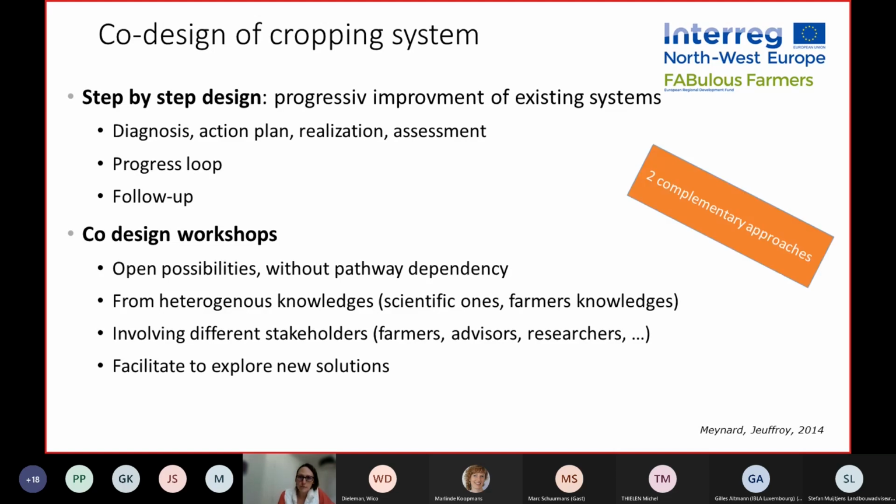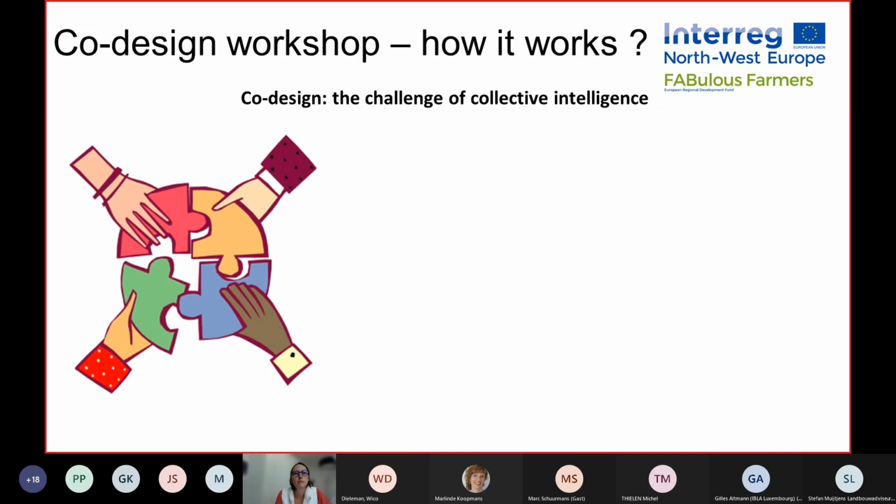These two methods are complementary, and the second one can be used with groups of farmers or in research projects mainly. I will focus on this second method and propose you the method and then an example. This is how this workshop works. The main point is that the co-design is a challenge of the collective intelligence.